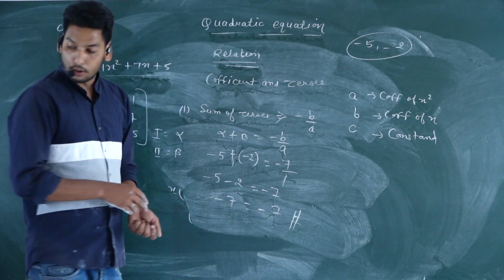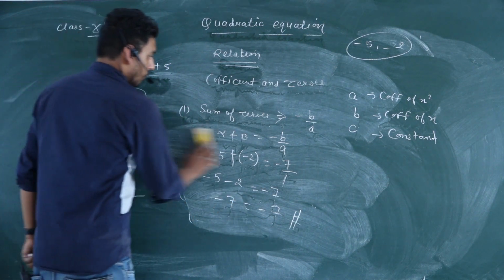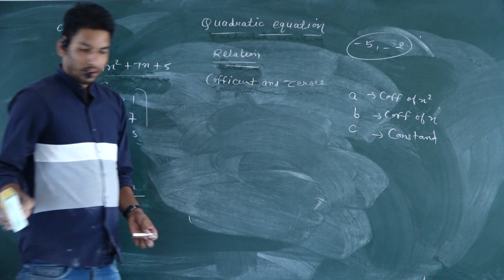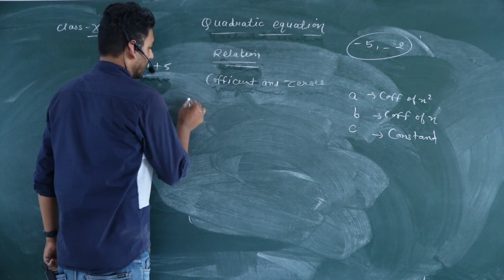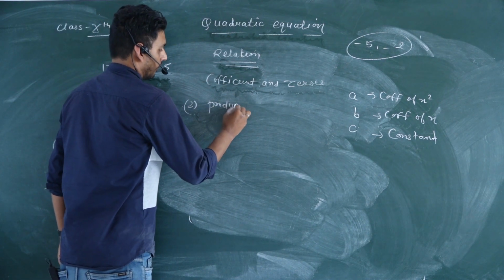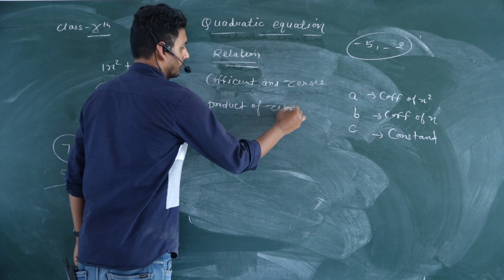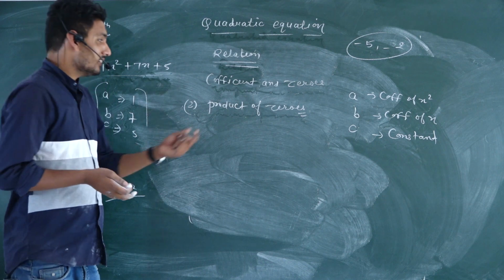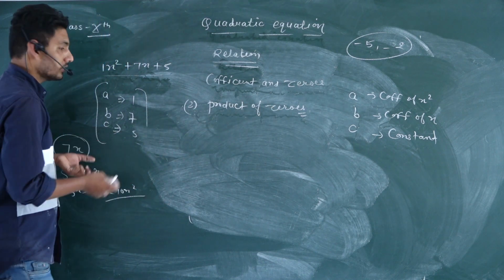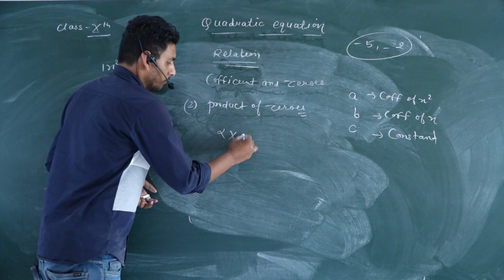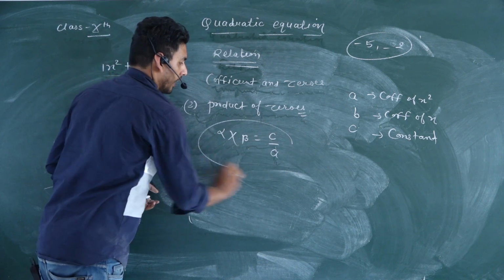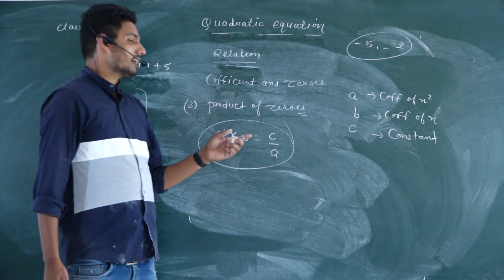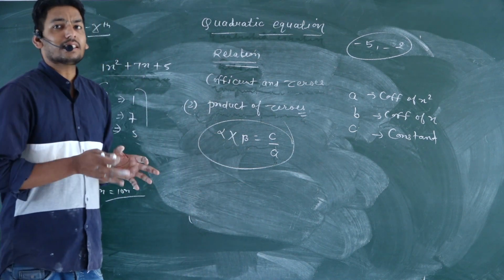First relation done. What is the second relation between the zeros and coefficients? Relation number two: product of zeros. What does product mean? Multiply. Then zeros multiply: alpha into beta. Then alpha into beta is equal to c upon a. It is the second relation. Students, you put the values in this relation and you easily find the relation.